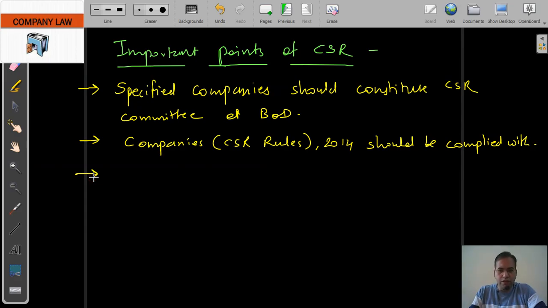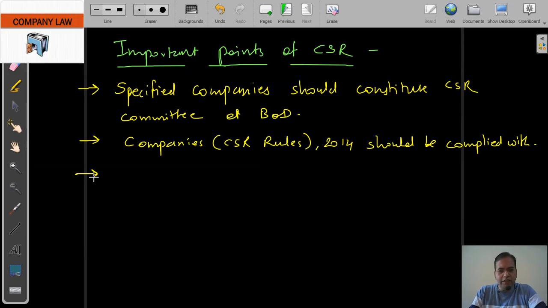Normally for the board of directors, a minimum of 3 directors is required, but where a private company has only 2 directors, it may form the CSR committee. In the case of a public limited company, 1 director should be an independent director, but in a private limited company we do not have that particular provision, we don't require it. So we need to apply the CSR rules 2014 for that purpose.